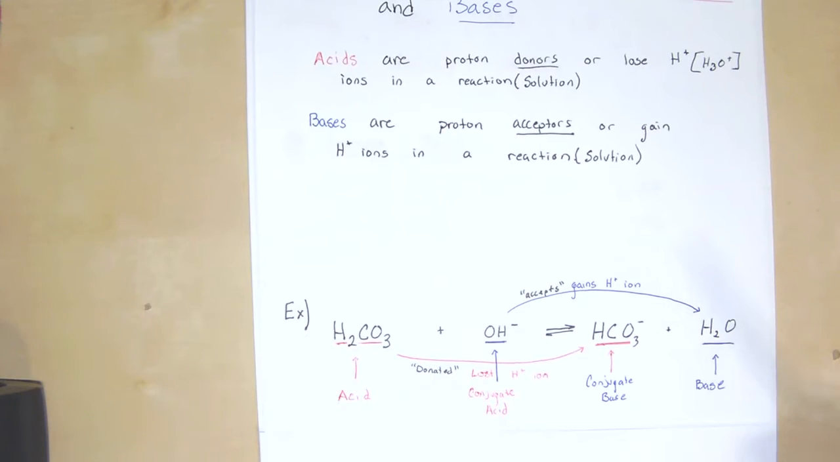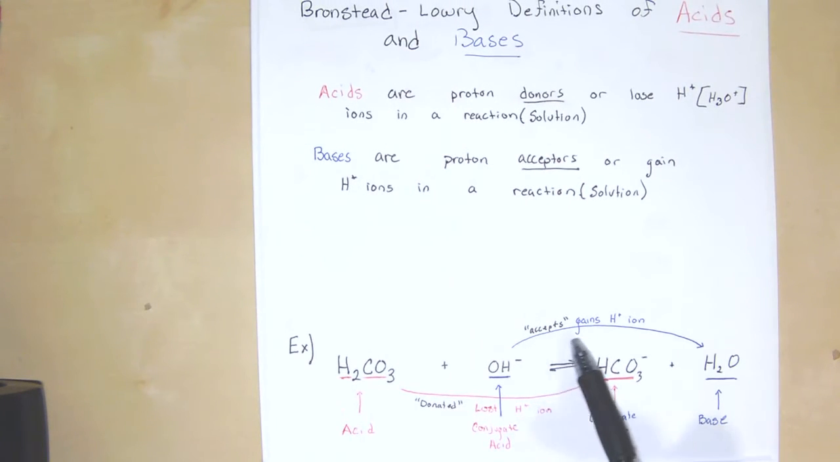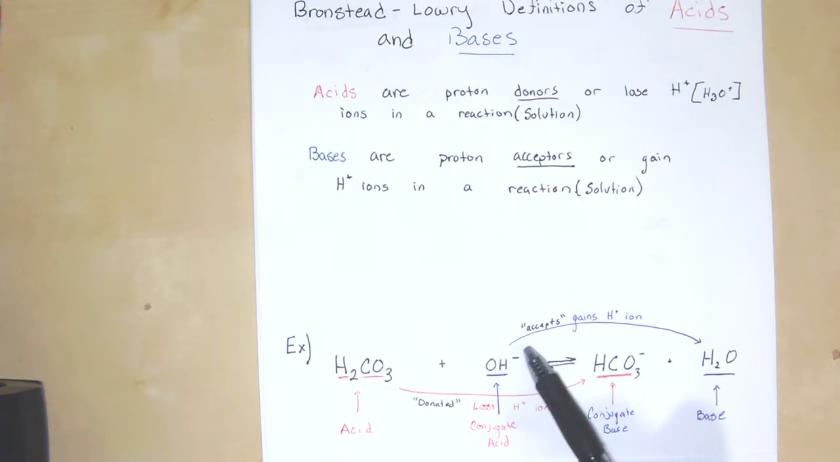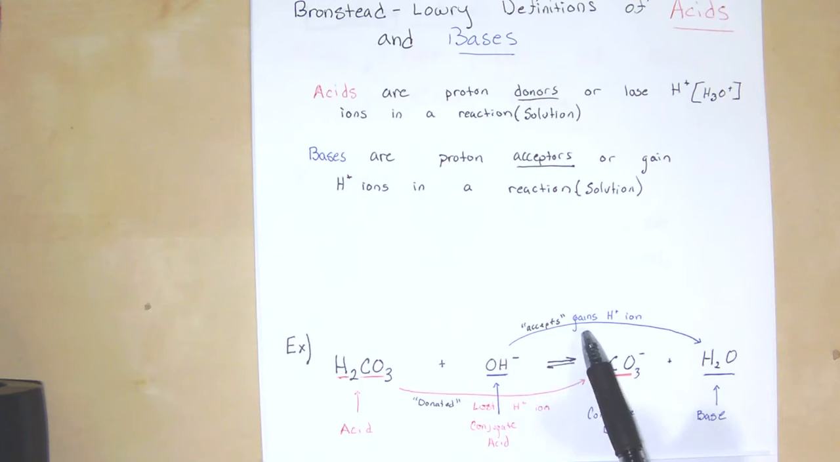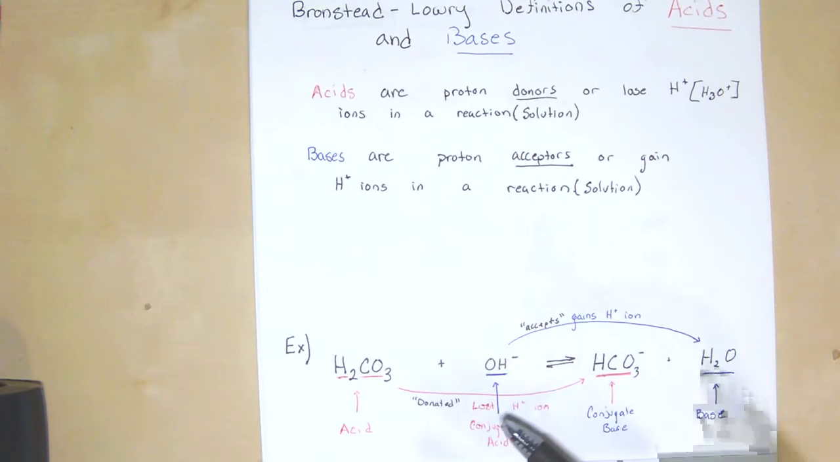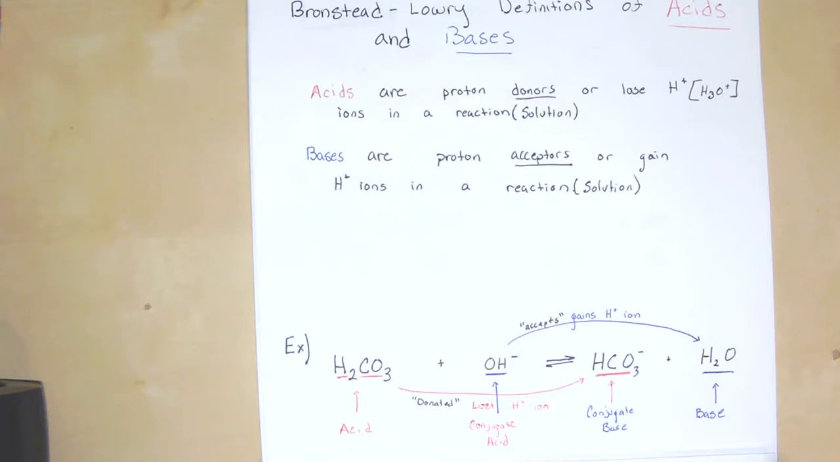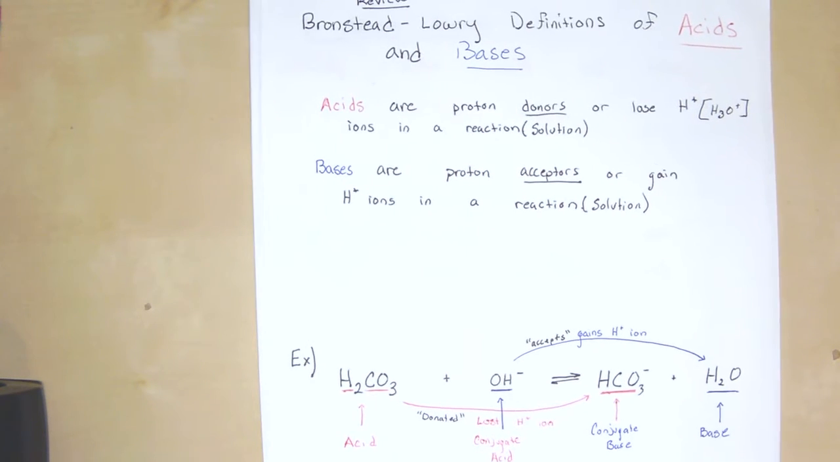Now, by the same rules, we've got our hydroxide here, the OH minus, and on the other side of the reaction it becomes H2O. So this is accepting, it's gaining that H+ ion, that hydronium ion, and so this OH is what is considered the base, and the H2O, as the resulting compound, is its conjugate acid, according to the Bronsted-Lowry definitions.